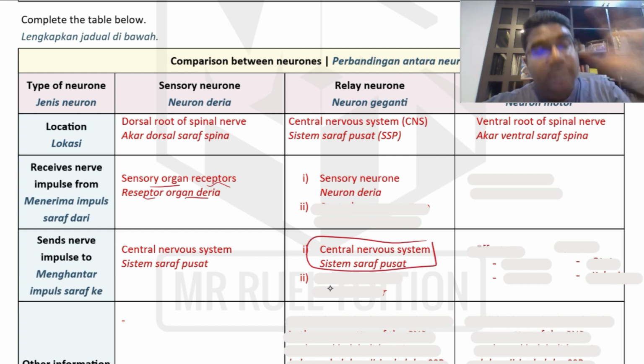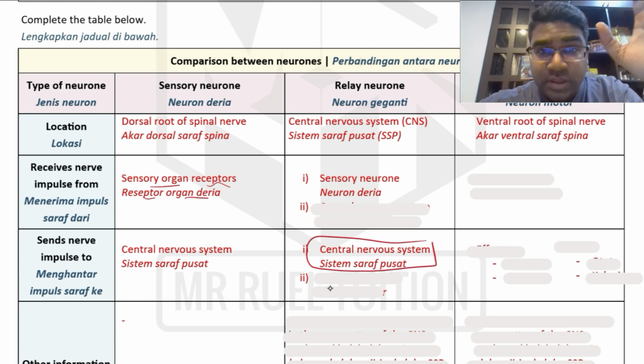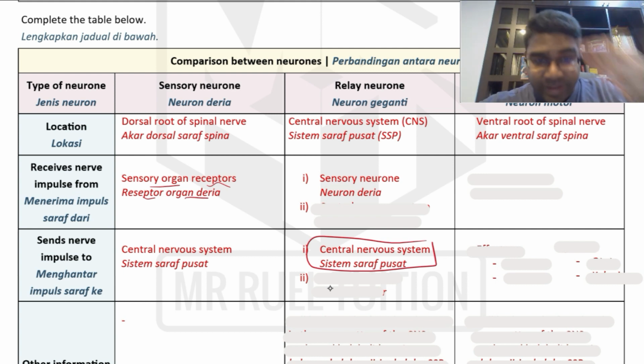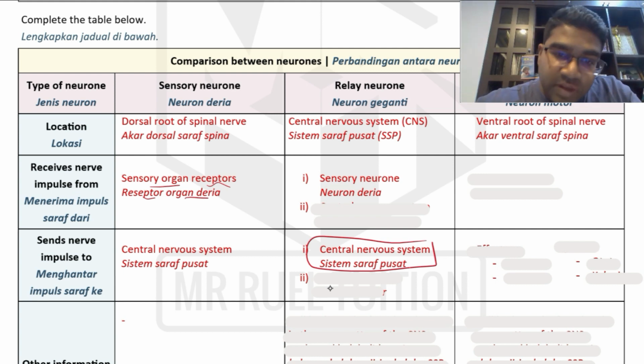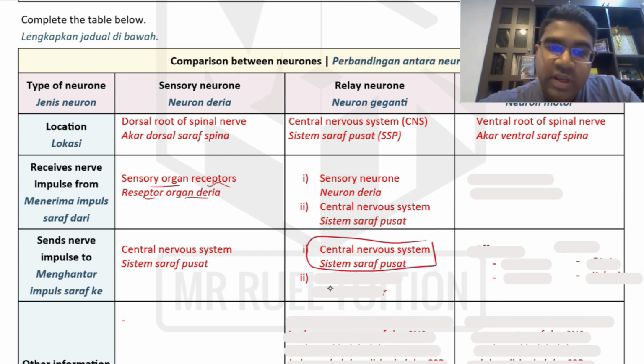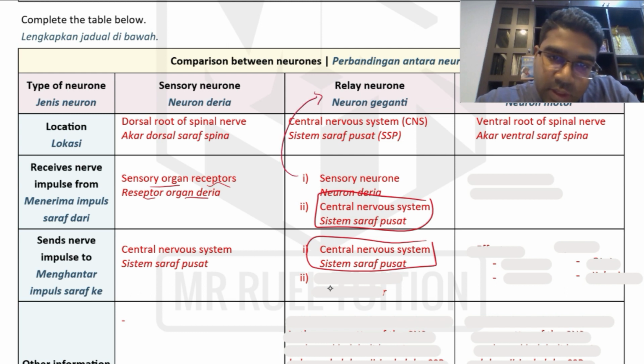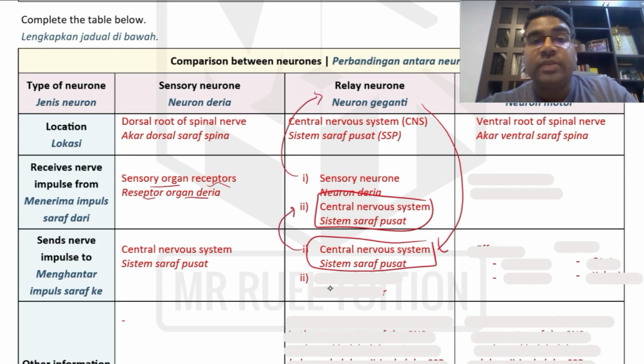Central nervous system will interpret. Dia akan membuat interpretasi. Lepas tu dia hantar balik. It sends again. So it receives back from the CNS. Dia terima balik daripada CNS. So dari sini dia hantar ke neuron geganti. Neuron geganti pula hantar ke CNS. Lepas tu dia terima balik dari CNS. Receive back from the CNS.